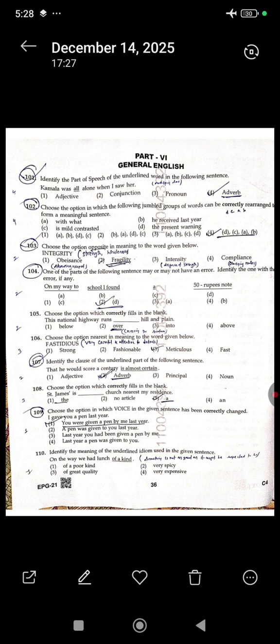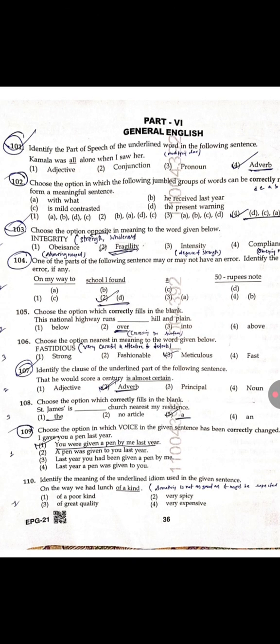See the first question. First question is: identify the part of speech of the underlined word in the following sentence. So what is the sentence? Kamala was all alone when I saw her. So what is the word underlined here? That is "all". Now, "all" is which part of speech?